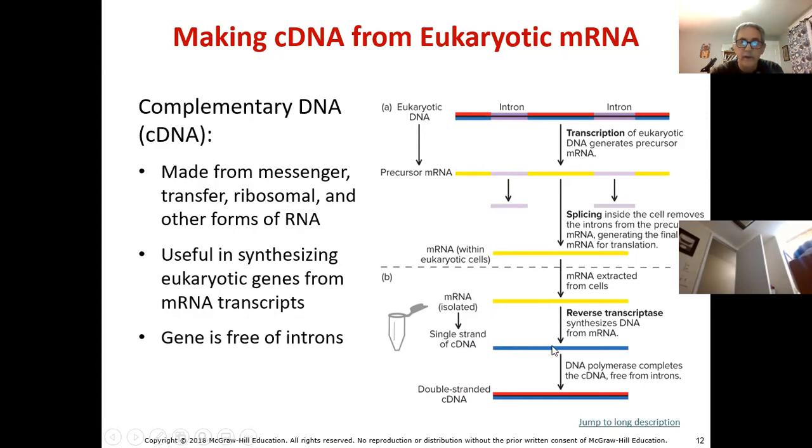We call it a cDNA library because every cell is going to be expressing X number of messenger RNAs. Not every gene gets expressed. And so you have a library of cDNAs that represent all the messenger RNAs that a cell was making. And it's also free of the introns.